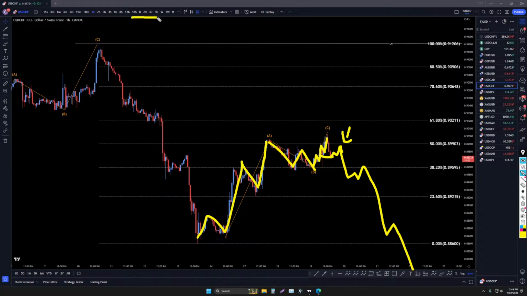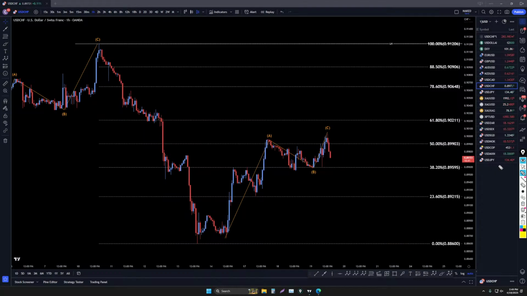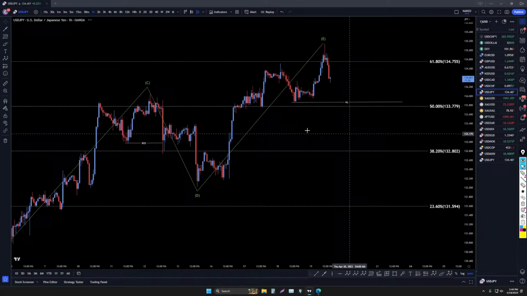All the higher time frames are definitely telling me the trend is down. On the shorter time frames, I'm looking for 3 waves up. I'm looking for an impulsive move down at a Fibonacci level and a break of structure for an entry to go short. It looks like we may be getting all that right now on the US dollar Swiss.